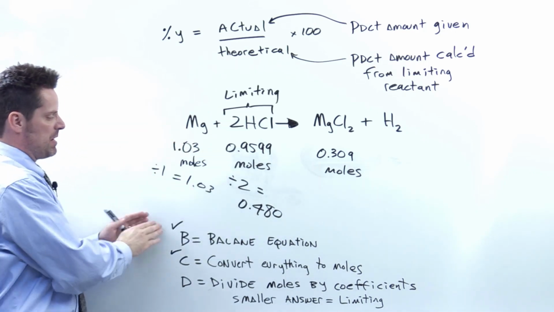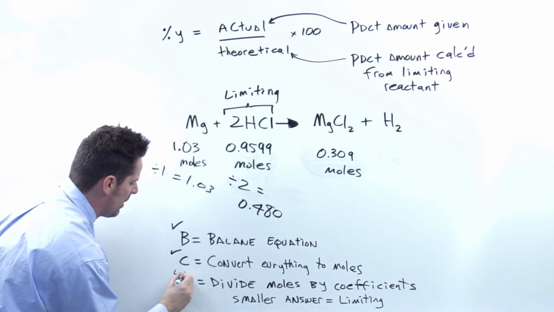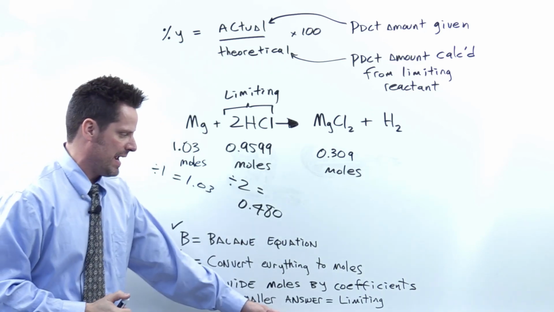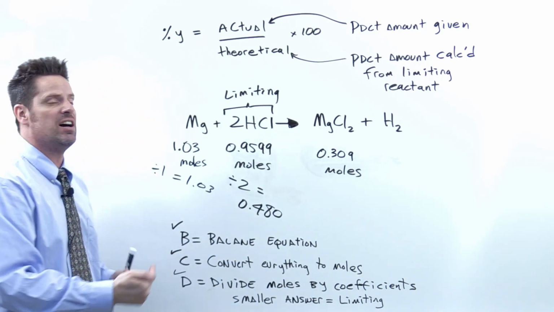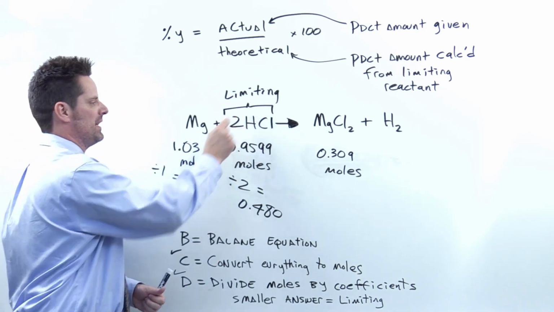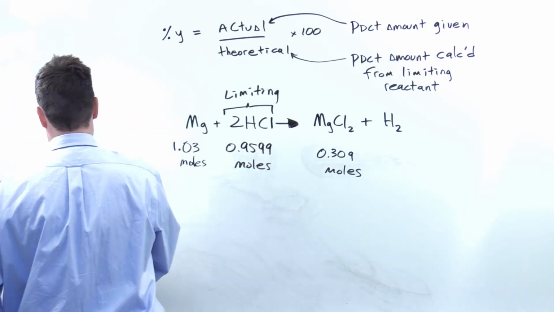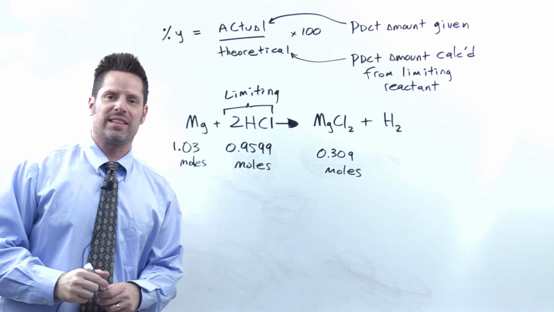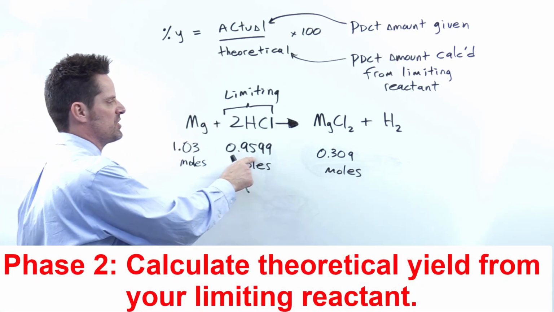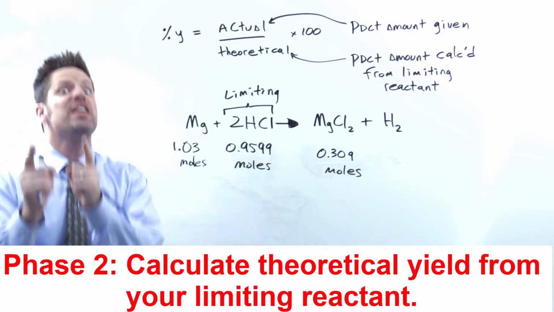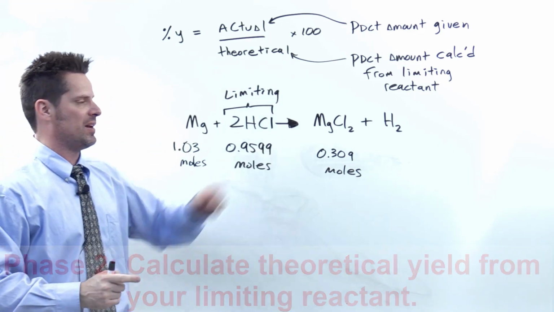With that done, I'm completely done with the BCD process because it says the smaller answer is the limiting reactant. So I'll cross off all of this extraneous stuff and calculate everything from this point forward from that limiting reactant. That is phase 1, identifying the limiting reactant. In phase 2, we use the limiting reactant amount of moles, which is this number right here, to calculate the theoretical amount of our product, MgCl2.